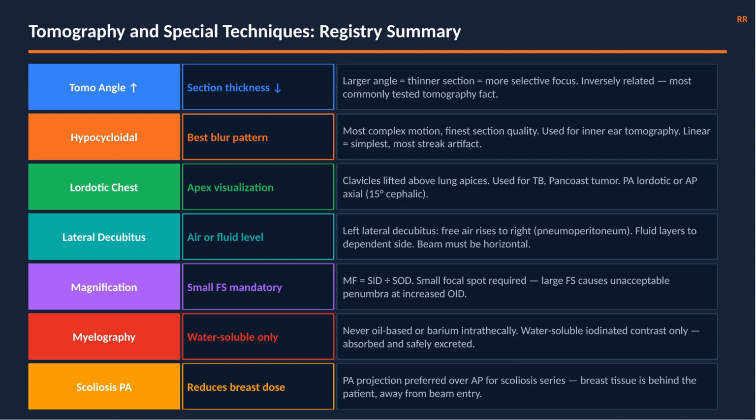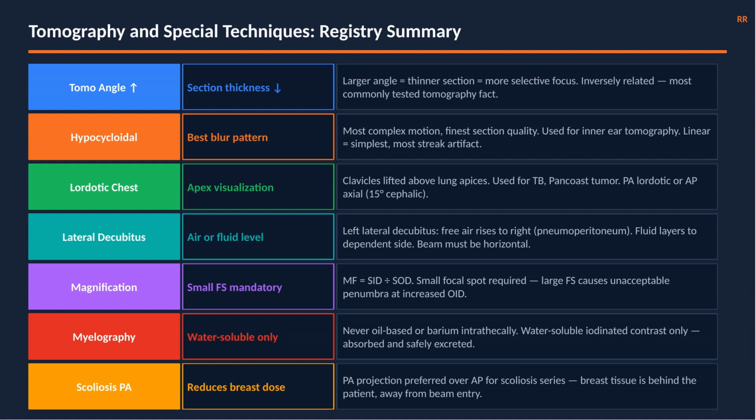Hypocycloidal motion, best blur pattern. Most complex movement. Used for temporal bone and inner ear. Finest section quality. Lordotic chest projection. Visualizes the lung apices free from clavicle overlap. Used for tuberculosis and Pancoast tumor.